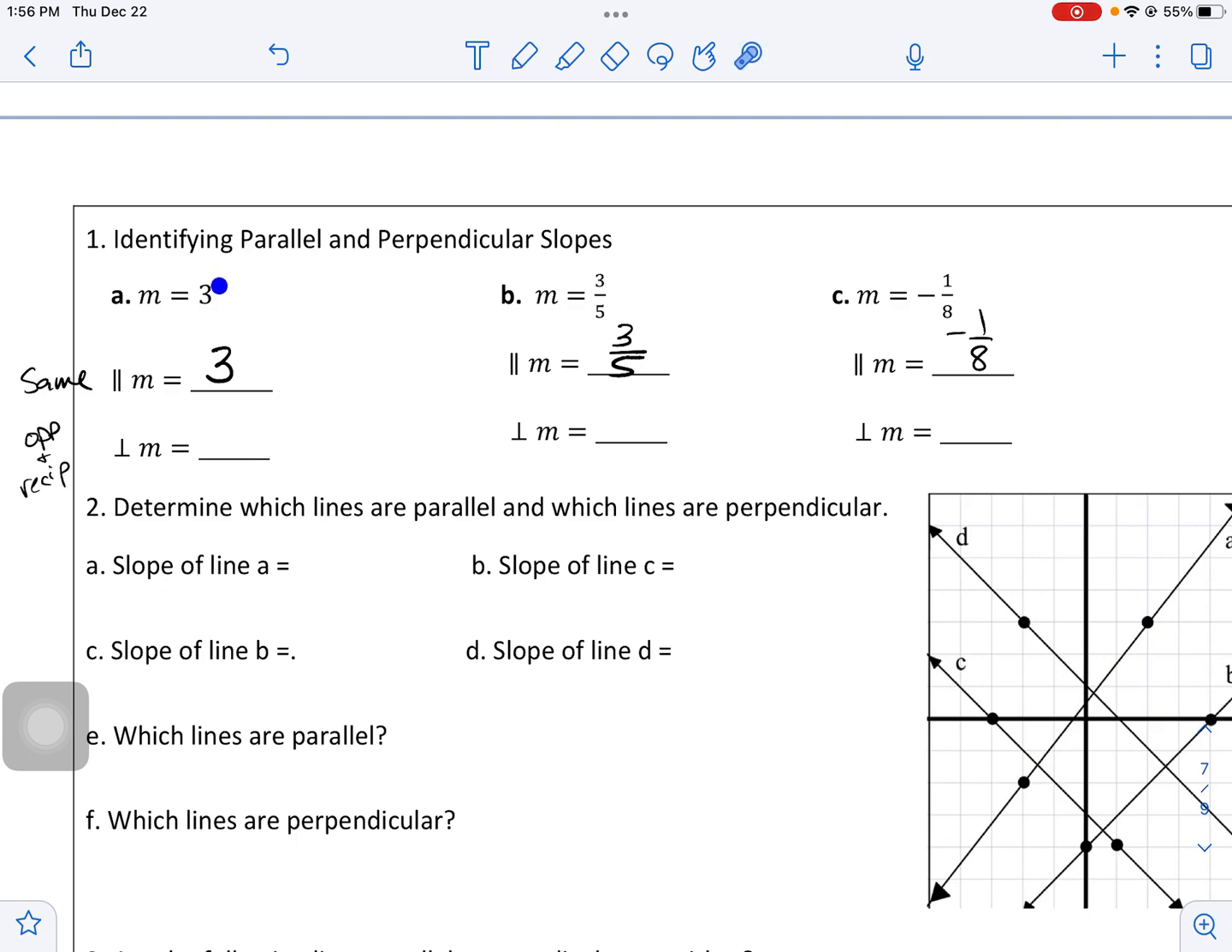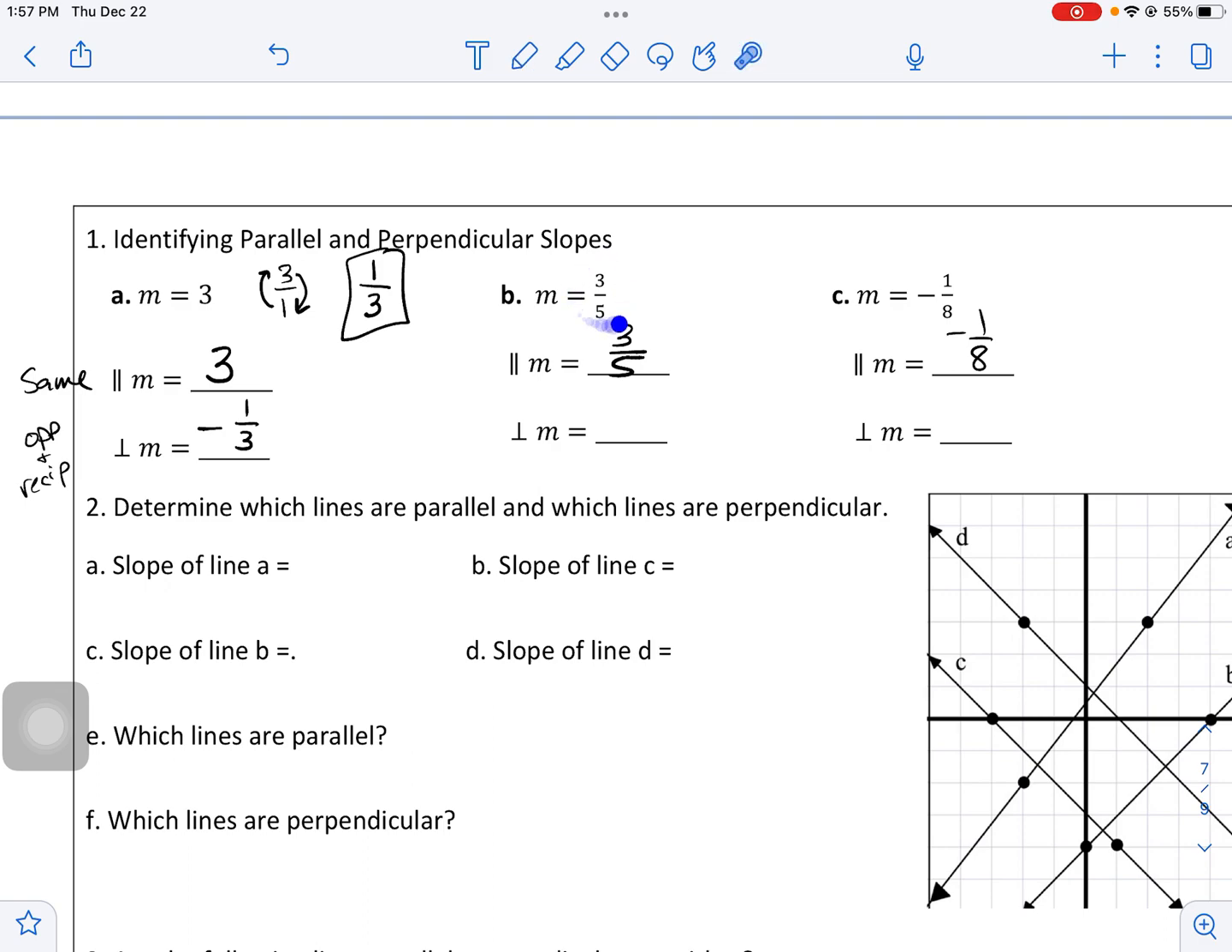Now for perpendicular, remember it's going to be the opposite sign and the reciprocal. Okay, so this one is 3. I can really write that as 3 over 1. Because it's positive, I know it has to be negative because it has to be the opposite sign. Now reciprocal just means the denominator moves to the numerator and the numerator moves to the denominator. So this 1 is going to move up and this 3 is going to move down. This would be the reciprocal. So negative 1/3 is the perpendicular slope.